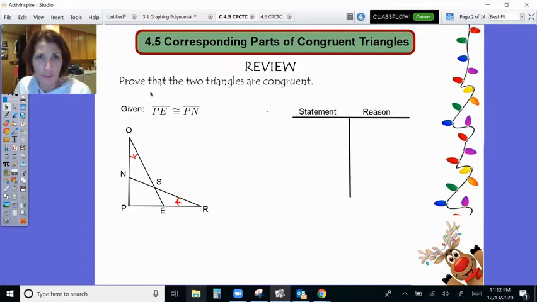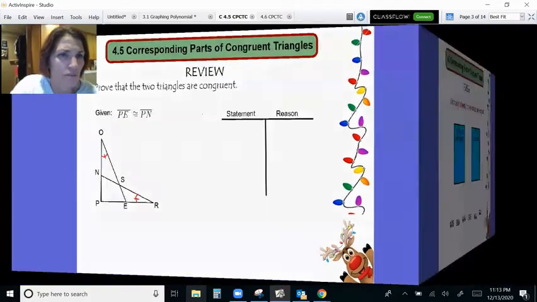So here we want to prove that these two triangles are congruent given that PE is congruent to PN. So I'm going to go ahead and label that.